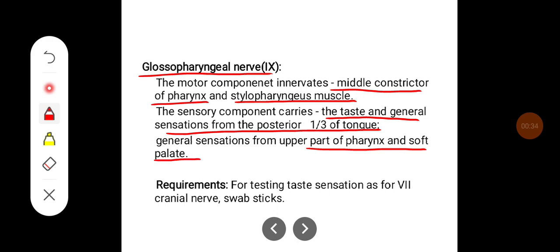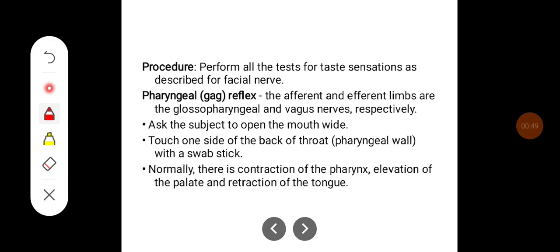The requirements for testing the taste sensation are the same as those for the seventh cranial nerve. That is, we are supposed to take all the taste substances in different containers and swab sticks. The procedure: perform all the tests for taste sensation as described for the facial nerve.